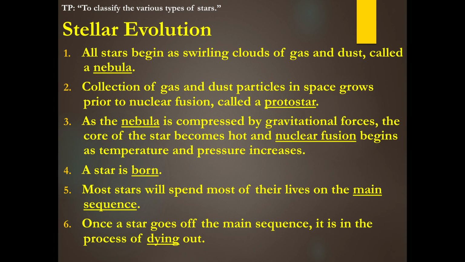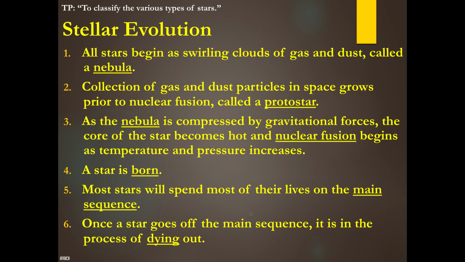All right, stellar evolution. We have 6 steps. First one, all stars begin as swirling clouds of gas and dust called a nebula. In the sky, sometimes you can see pictures of this in class, or if you ever go to the planetarium in New York City, sometimes you can see these swirling clouds. They're pink in color, a little bit of red, sometimes blue or green. They're beautiful pictures. Those are your nebulas. Those are like the preliminary star formations.